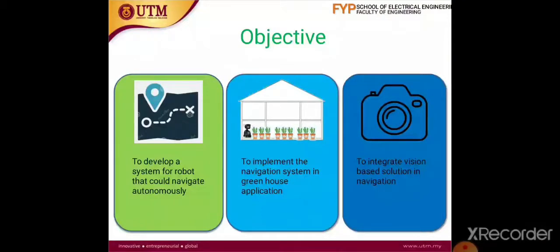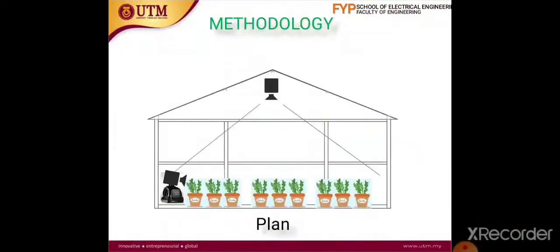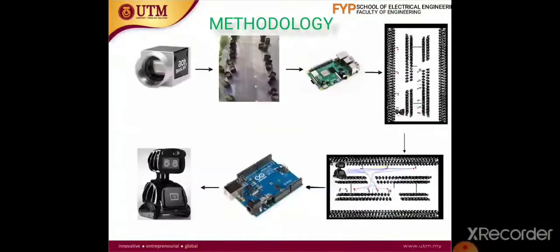So in this FYP project I will not use a GPS solution. Instead, I will use a camera solution. The methodology is that I put a camera on top of the greenhouse so it can capture and locate where the plant is and where the robot is. This is a step of the methodology.